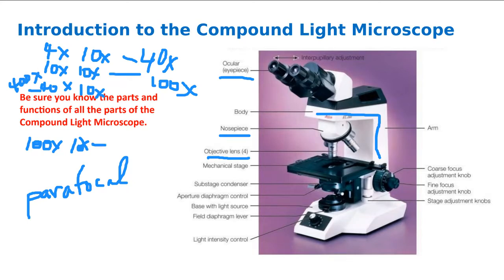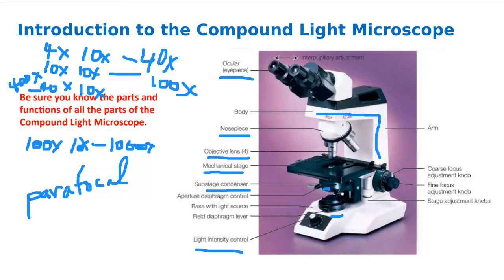And this would be 1,000 times. Okay. I want you to know what the stage is. And the stage itself gives rise to the condenser. This is the condenser down here, right? So be sure you know that. It condenses light from the lamp source, right?